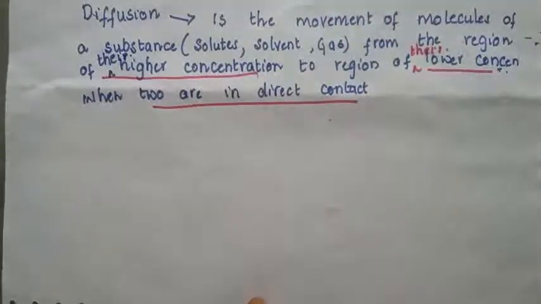So how do we define the word diffusion? Diffusion is the movement of molecules of a substance, in brackets solute, solvent, gas, from the region of higher concentration to a region of lower concentration when the two are in direct contact. So this is one of the phenomena which occurs in plants, which helps in the absorption of water.